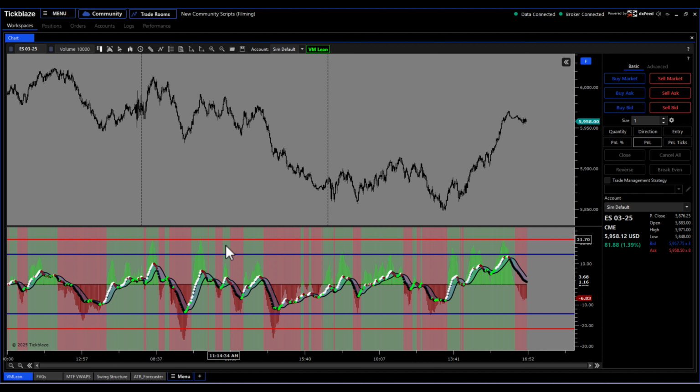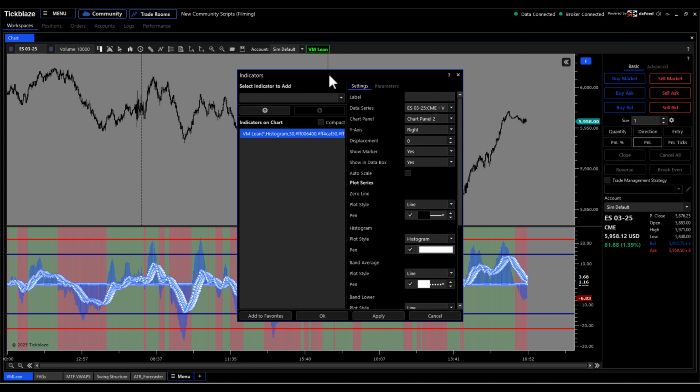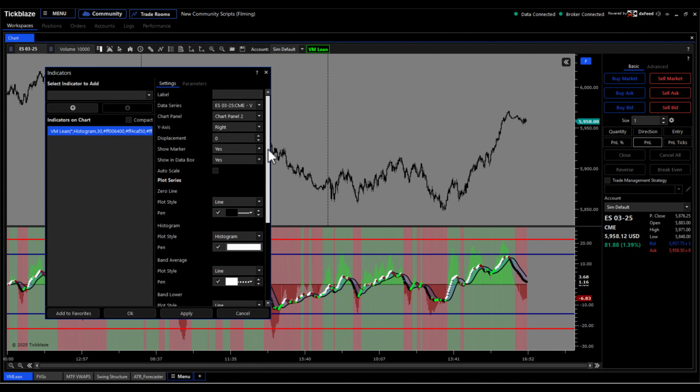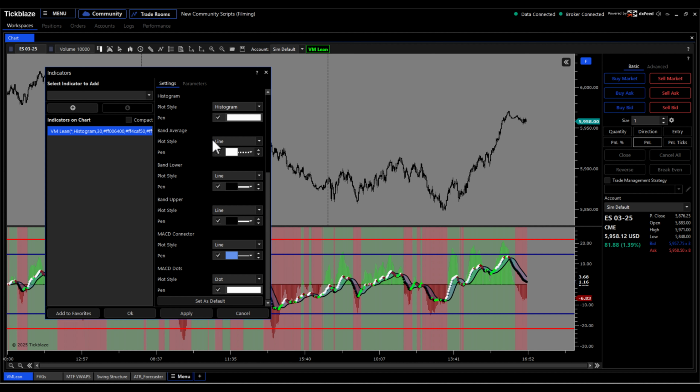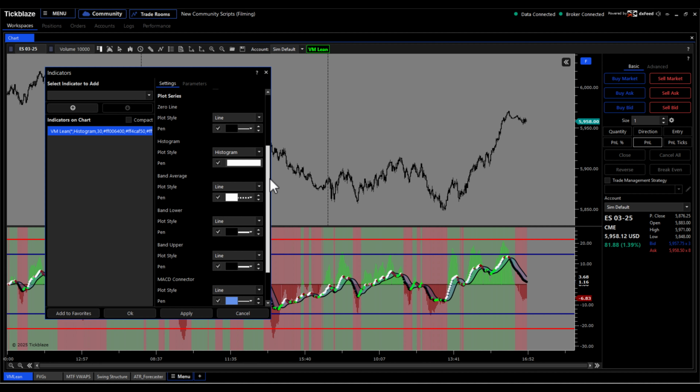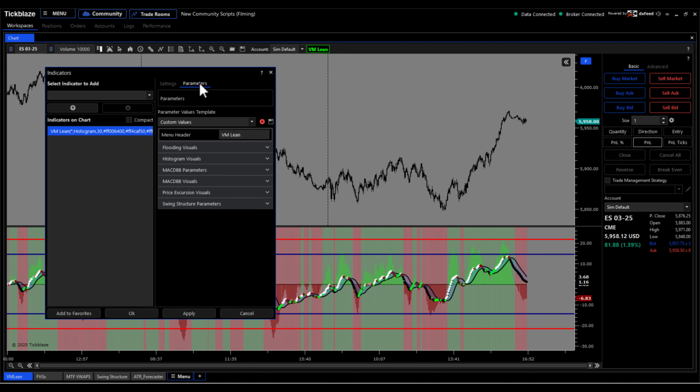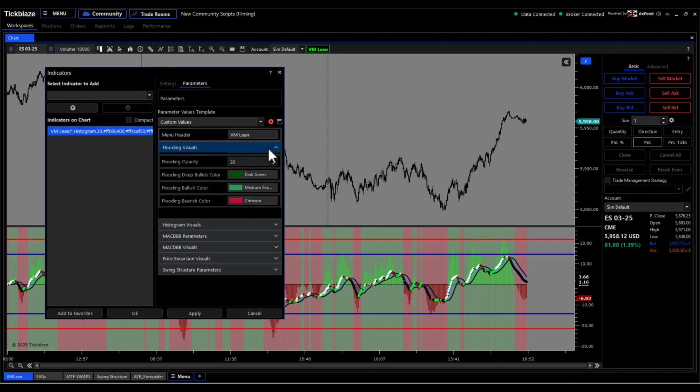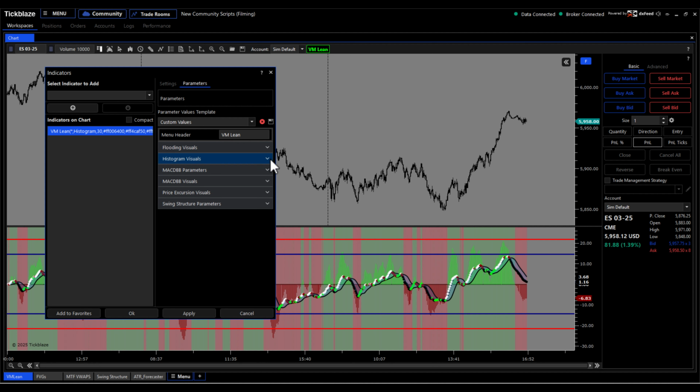So traders, one of the things I want to do is go into the settings for a second and just explain the parameters, okay? You can see that there's the band averages, the band lower, the band upper, the MACD connector, and the MACD dots. So ultimately, when you look at these BBs, you can change the colors of the dots and the connectors. You can also go in here, and this is very powerful, and you can change the name of the actual drop-down menu. If you look at the flooding, you can change the colors of the background shading, okay? And you can ultimately change the colors of the histogram, the BB parameters.